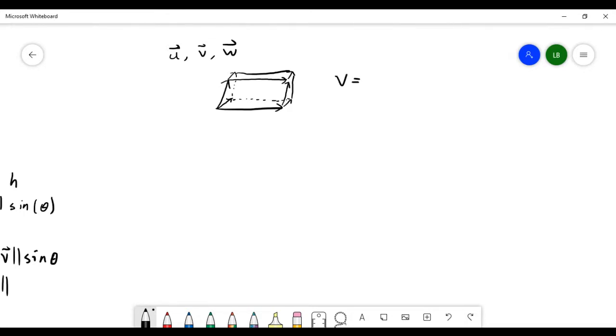And the volume of this parallelepiped is found using something called the triple scalar product. And it is u dotted with v cross w. This happens to also equal u cross v dotted with w. So these two are equivalent, and they would give you the volume of a parallelepiped. And it is known as the triple scalar product.